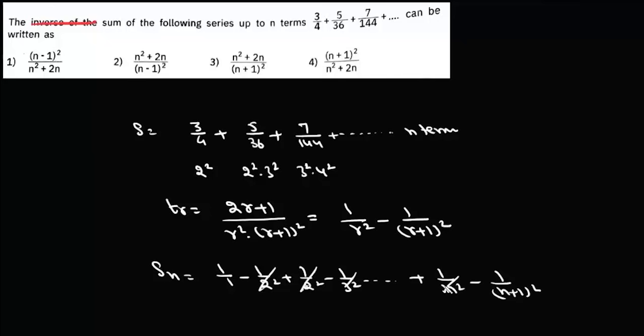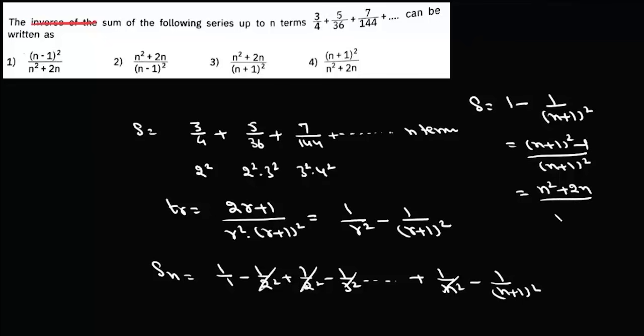Now if we add them all up, we'll get this sum as 1 minus 1 upon (n plus 1) square. Now this is ((n plus 1) square minus 1) upon (n plus 1) square. Now this is (n square plus 2n) upon (n plus 1) whole square, and that's your sum, and that's your option 3.